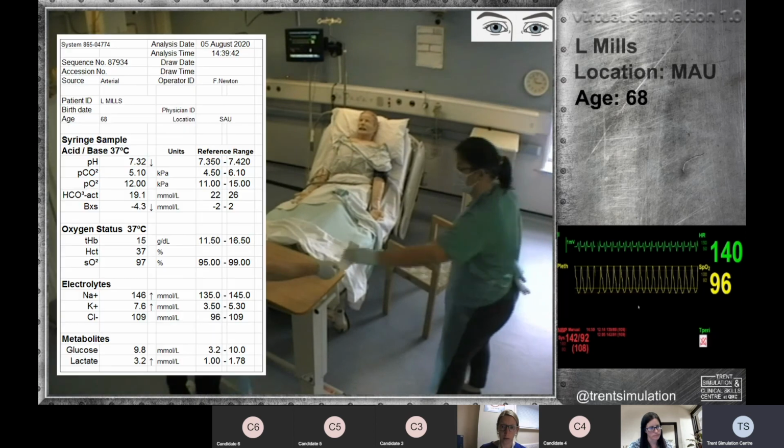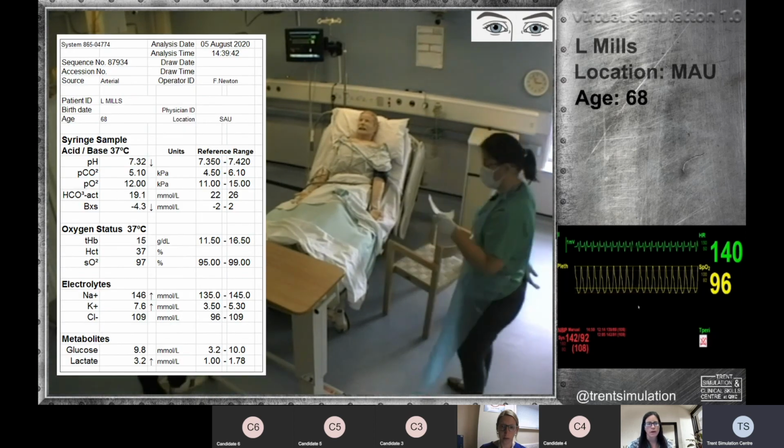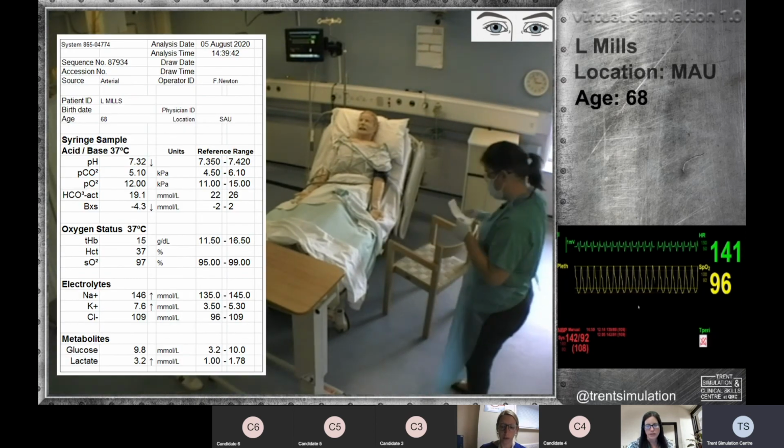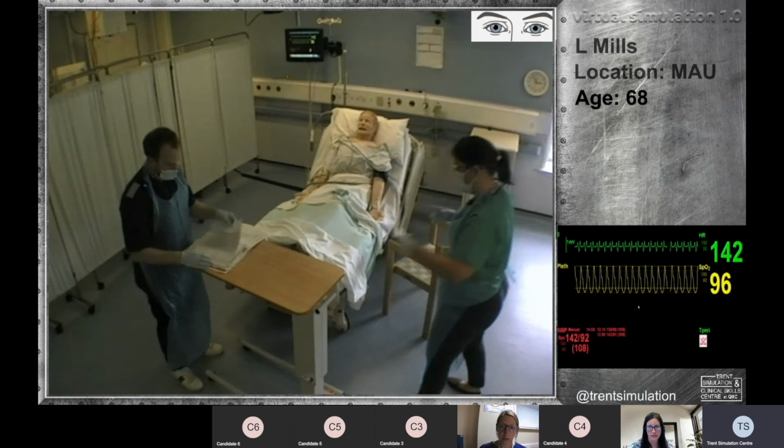There's a gas. Yeah, that potassium looks high. Shall we start treatment? I agree. We'll start by prescribing some calcium gluconate.